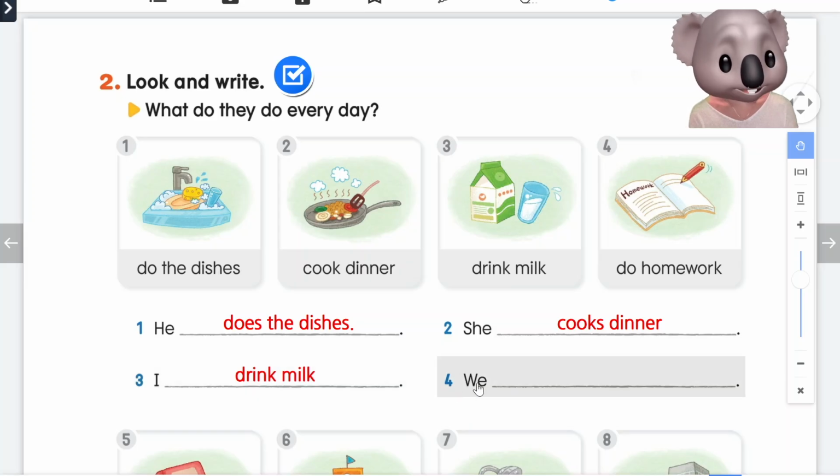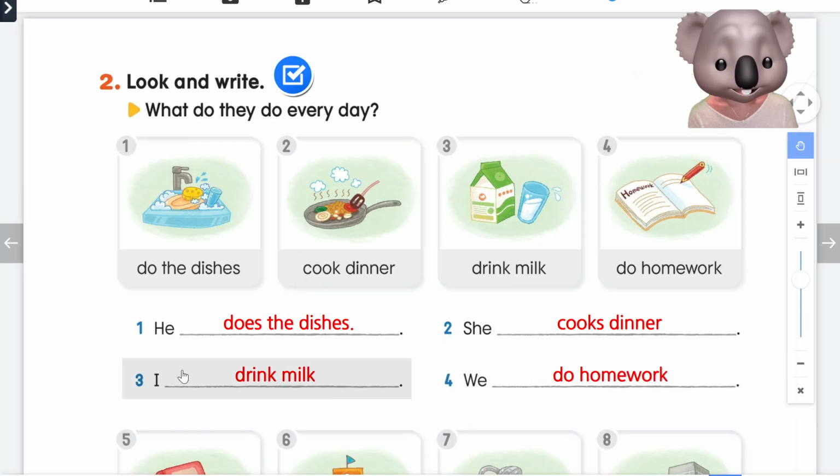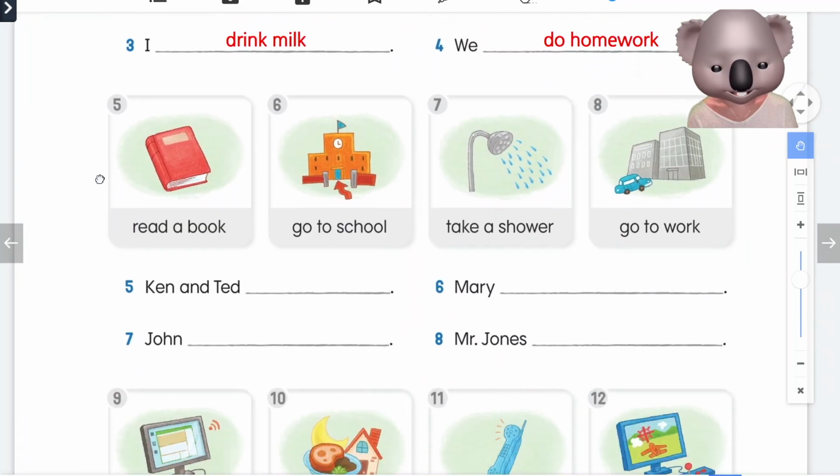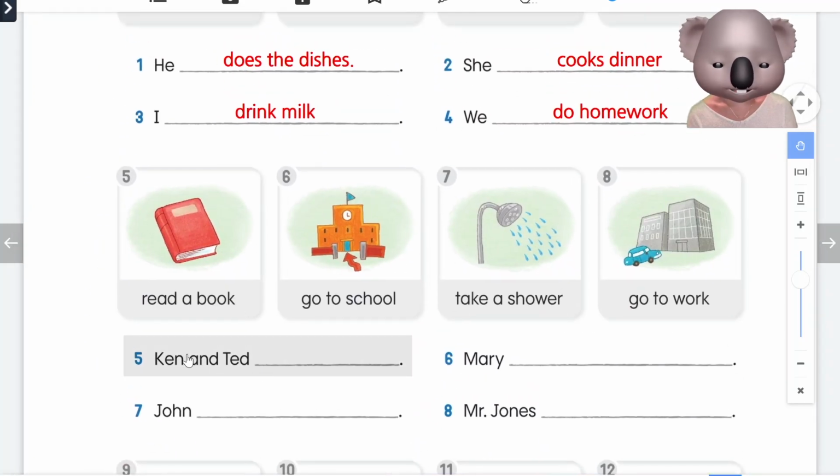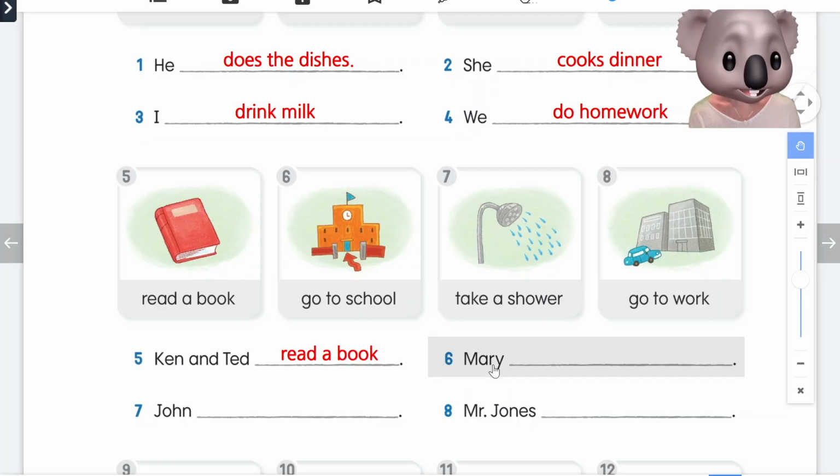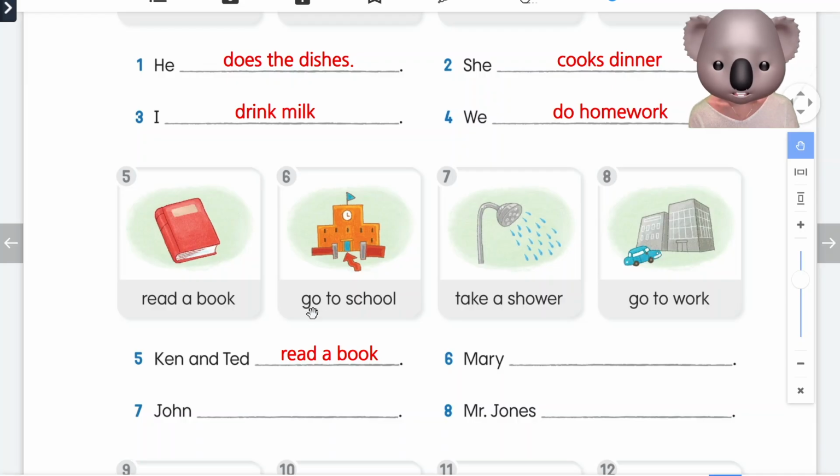Number 4, 마찬가지. she, he, it가 아니라서 동사는 그대로. We do homework. 쉽죠? Let's go to number 5. Ken and Ted, they, she, he, it가 아니어서 동사는 그대로. They, Ken and Ted, read a book. Number 6, Mary. Mary is a girl. She go가 아니라 goes to school.